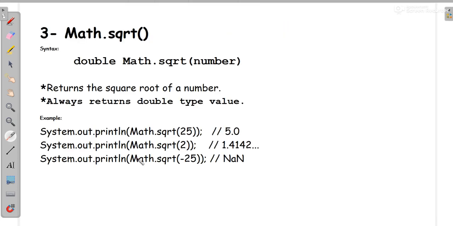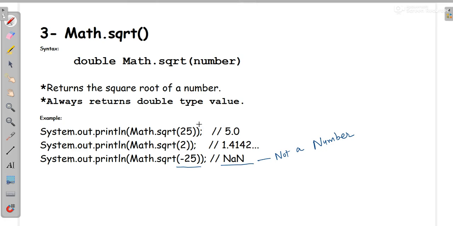This function accepts any expression or any number and it will give you the square root value, and that answer will be in double. But one point has to be very clear in your mind: if you pass any negative value to it, it will always give you NaN, not a number. And it will always give you the answer in double.